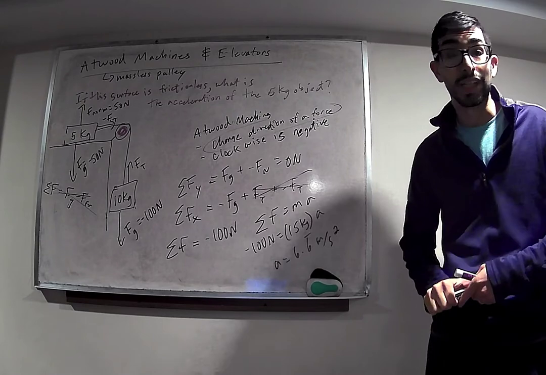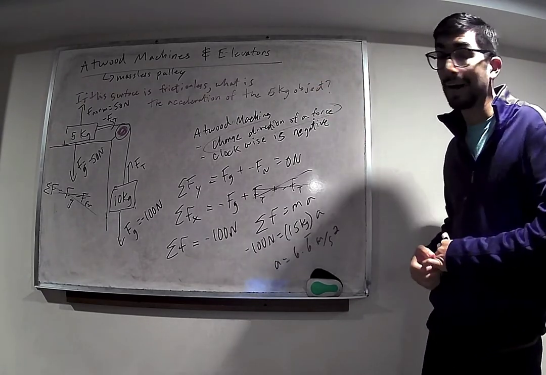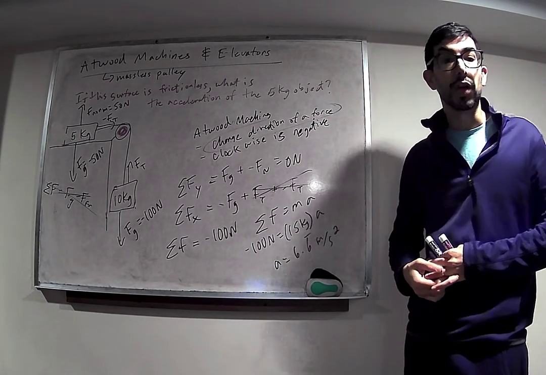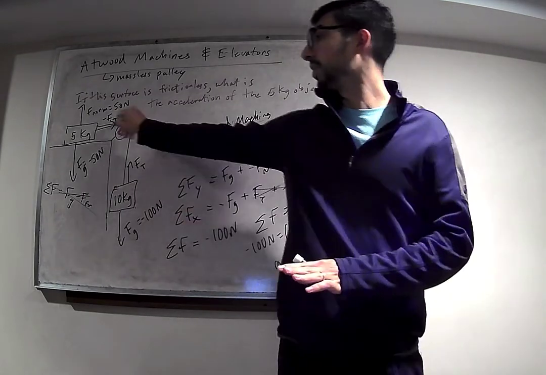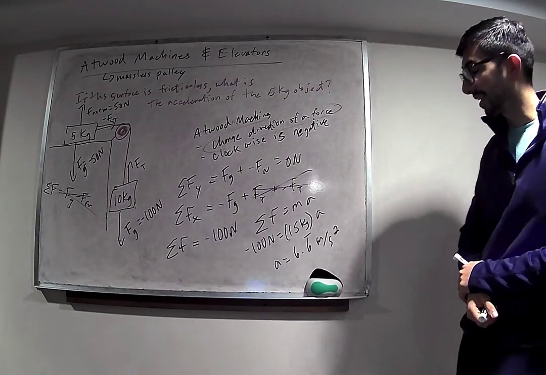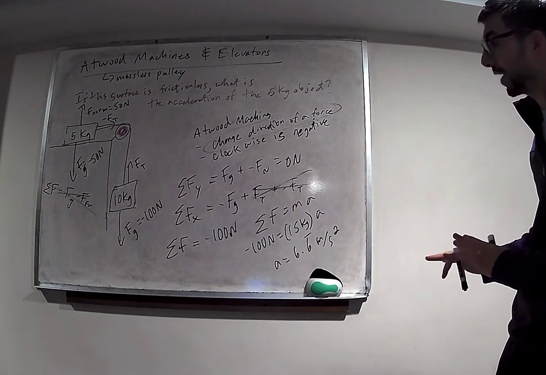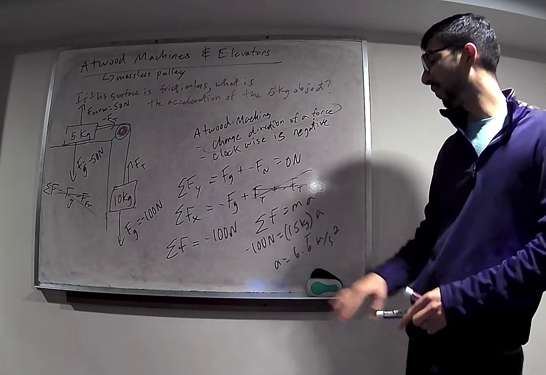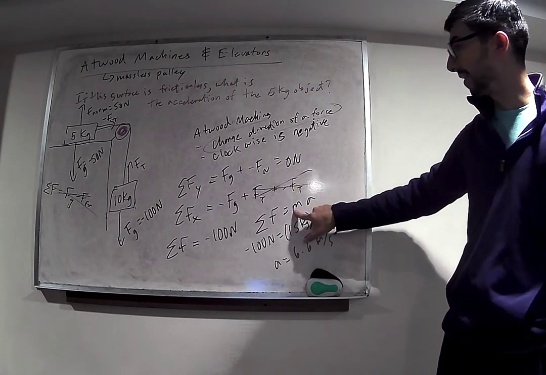That would be the acceleration of both objects. They both would experience an acceleration of 6.6 repeating meters per second squared. We're using the total net force on the system, and we're using the mass of the system.